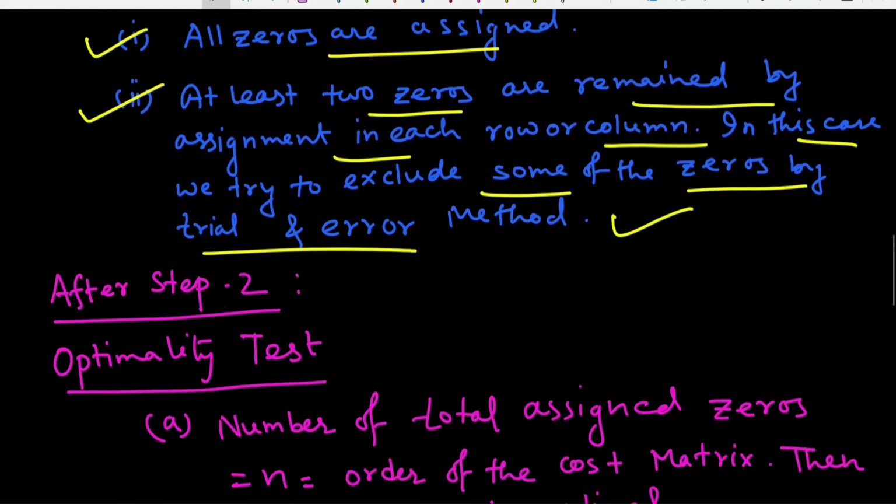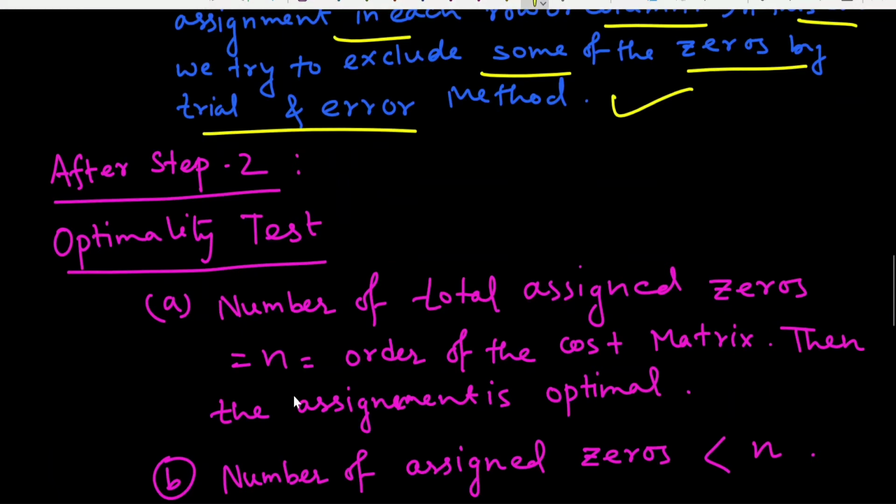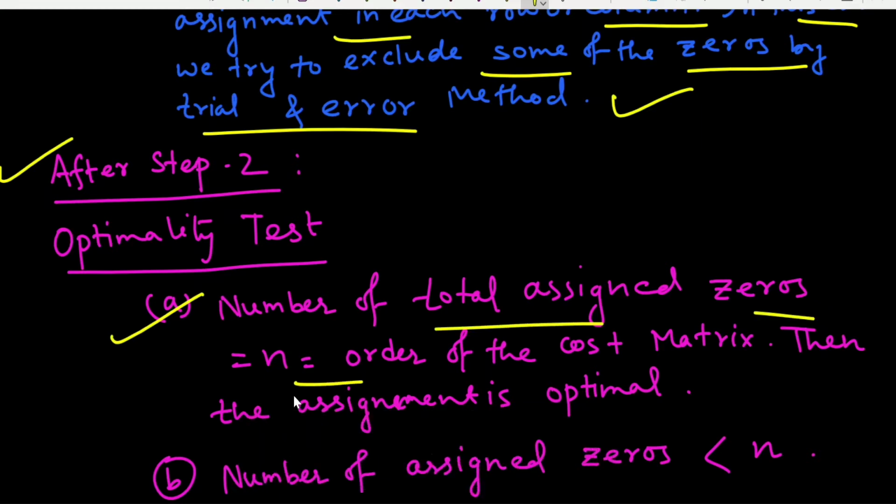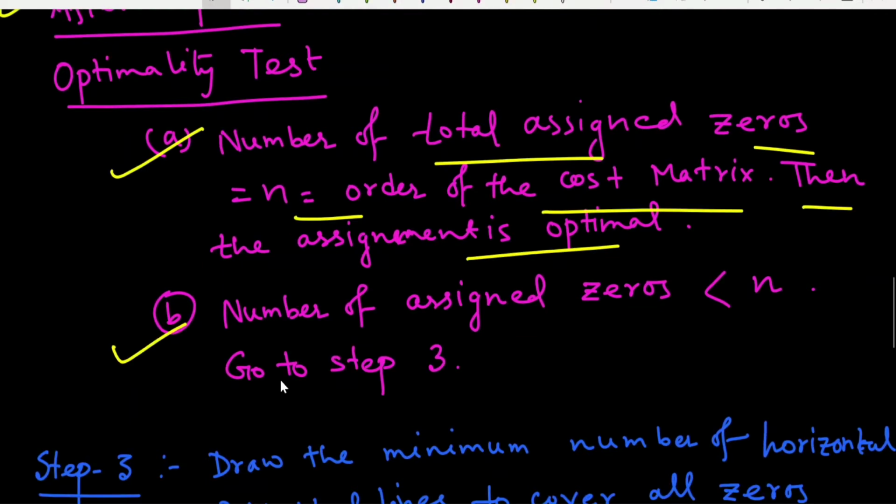Now after step 2, we check the optimality condition, that is, the optimality test. Case 1, if the number of total assigned zeros is equal to n, the order of the cost matrix, then the optimality condition is satisfied, that is, this is the optimal solution. If the number of assigned zeros is less than n, then go to step 3.